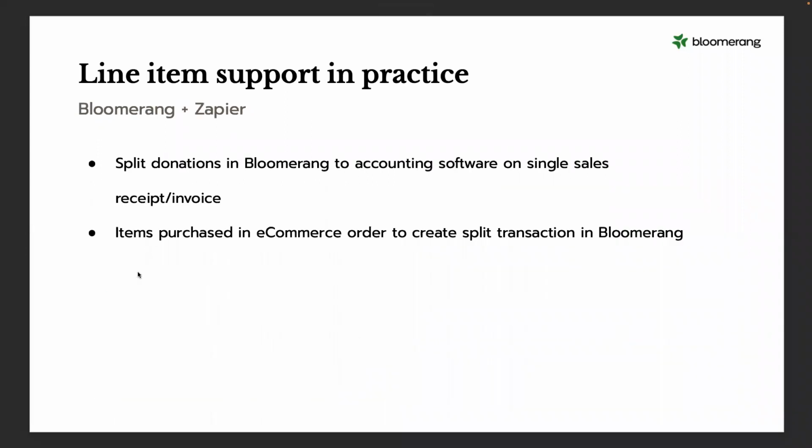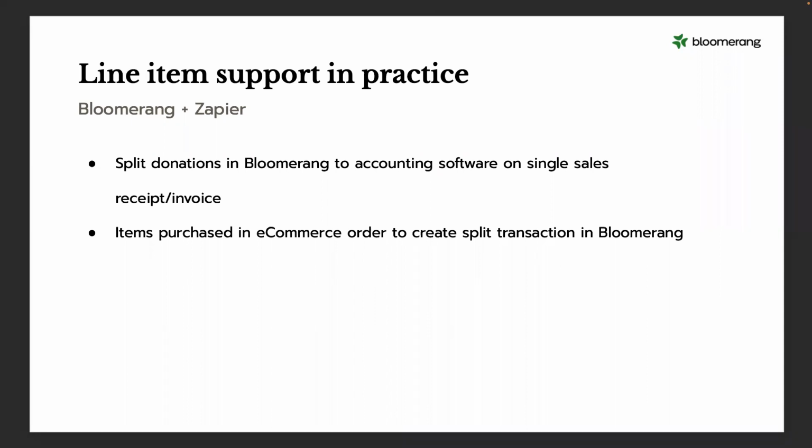In Bloomerang automations, we typically see line items used in two scenarios: syncing split donations in Bloomerang to an accounting software on a single sales receipt or invoice, meaning there's one line item per split from Bloomerang. Or it could be items purchased in an e-commerce order, creating a split transaction in Bloomerang. So one split per item that was purchased.